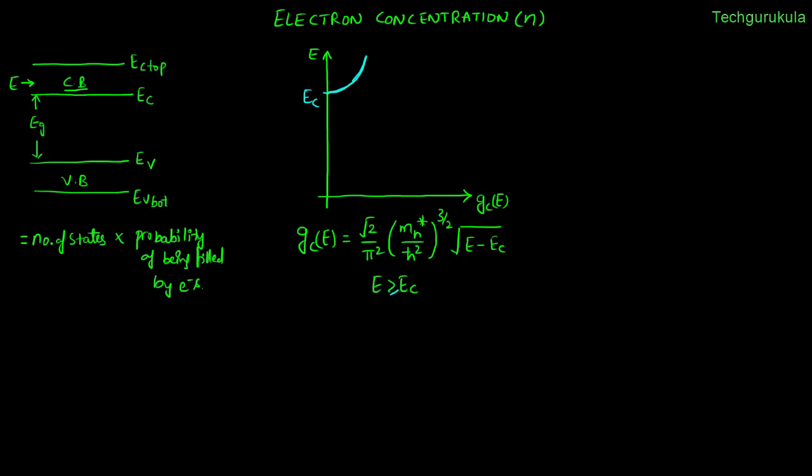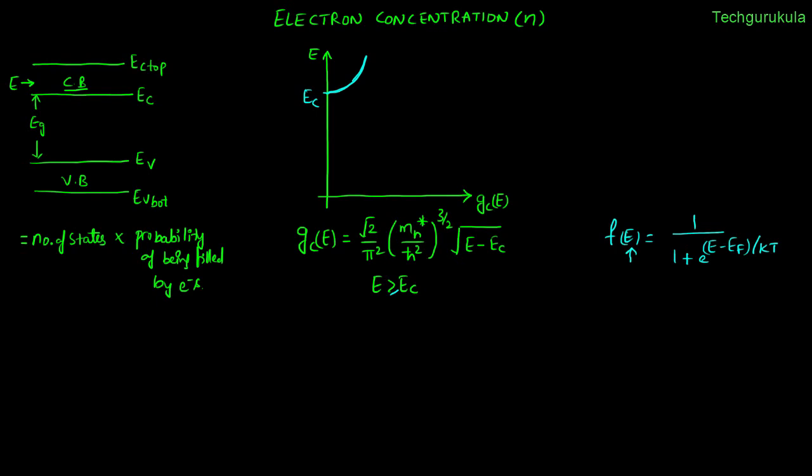Now we need to find what is the probability at each and every energy level that these energy levels are filled by electrons. That is given by Fermi-Dirac distribution function, which we have already seen in previous videos, where f of E is given by 1 over 1 plus e power (E minus EF) over kT, where EF is the Fermi energy level. This function basically tells us at a given energy level, what is the probability that electrons will fill that energy level.